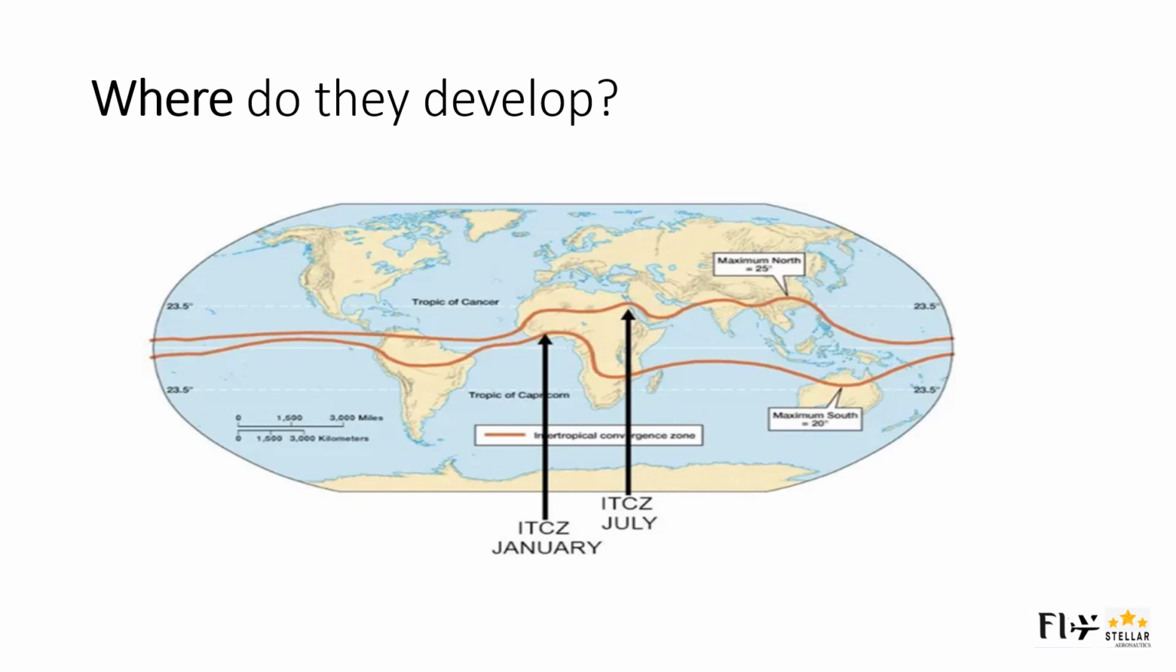And if you notice, there are maximum continents in the northern hemisphere, because of which there is much more landmass in the northern hemisphere as compared to the southern hemisphere. And that is the reason why the maximum extension in the northern hemisphere is 25 degrees, whereas in the southern hemisphere it is 20 degrees. Thus, ITCZ extends higher in the northern hemisphere.